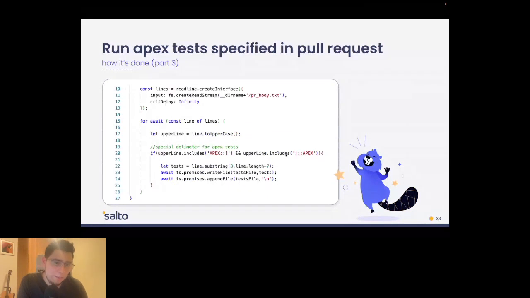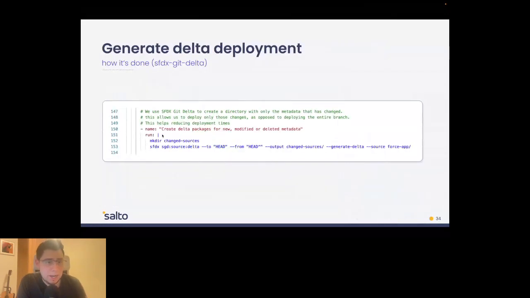For generating only the metadata that has changed, I'm using this Salesforce DX plugin called SFDX Git Delta. I highly recommend it. It's really, really good. It's open source, it's in GitHub. Basically, you create a directory where you're going to put the delta, and then you call that plugin. And this is saying compare this commit to the previous commit and figure out what has changed between those commits, and then put those changes inside this folder.